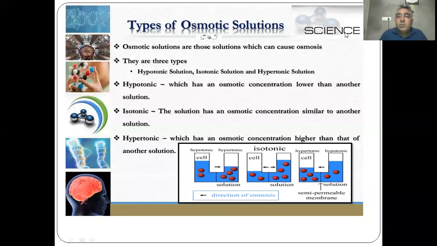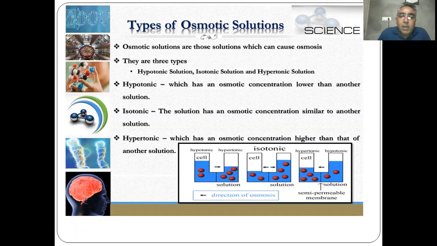Yes, good morning, students. Today we start the next part of the fundamental unit of life, which is osmotic concentration. The osmotic environment of the cell is called tonicity. According to this, there are three types of osmotic solutions. Osmotic solutions are those solutions which can cause osmosis. The three types are hypotonic solution, isotonic solution, and hypertonic solution.